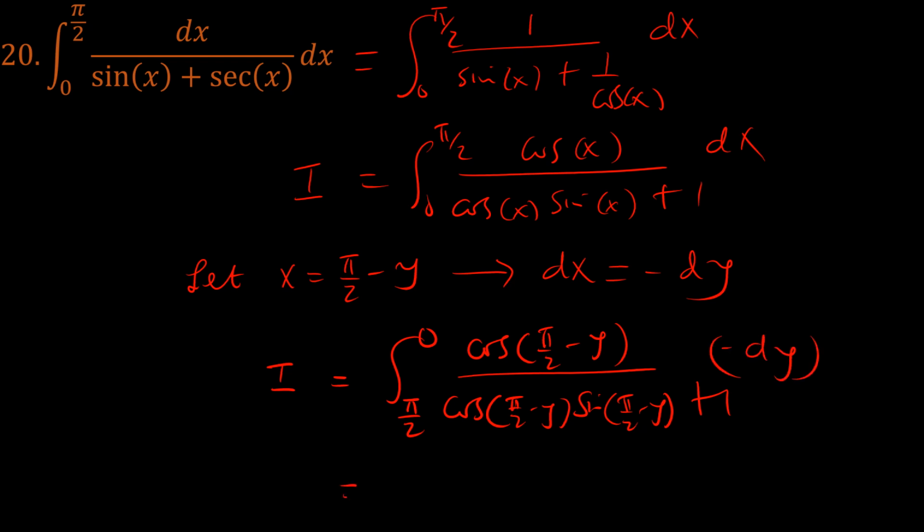So the negative here allows us to flip things around, so the limits are 0 to pi over 2. This cosine of pi over 2 minus y is the same as sine of y. This is also sine of y. This is cosine of y plus 1 dy. So what we see here is that I is the same as this guy, except that the numerator is sine.